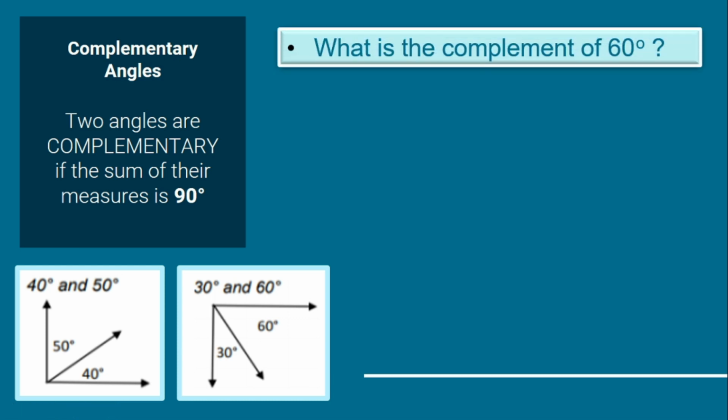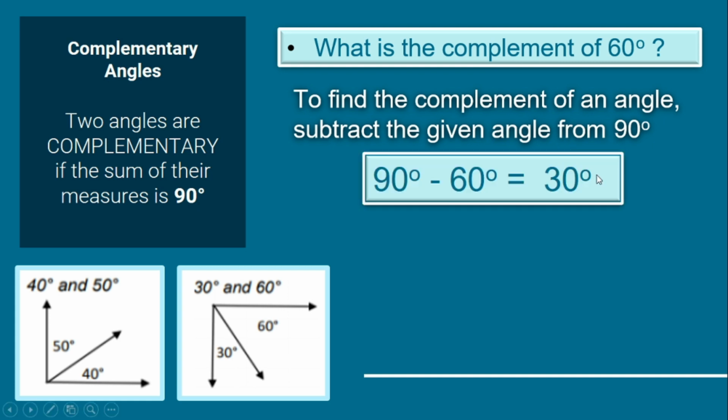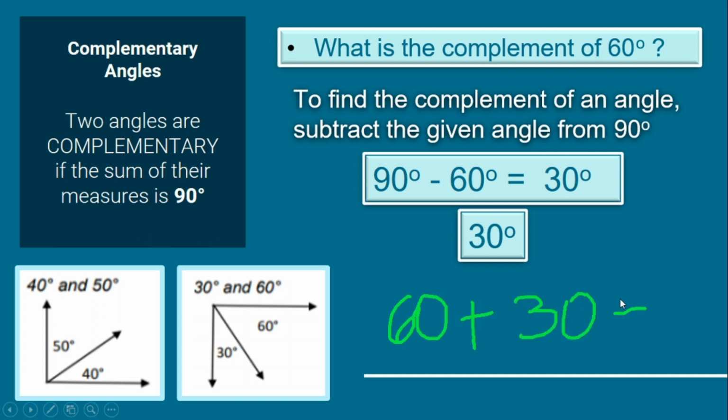Another example, what is the complement of 60 degrees? So again, to find the complement of an angle, just subtract the given angle from 90. So we have 90 minus the given angle 60 degrees, that will give us 30 degrees. Therefore, the complement of 60 degrees is 30 degrees because 60 plus 30 is equal to 90. Therefore, ang complement natin ng 60 ay 30 degrees.